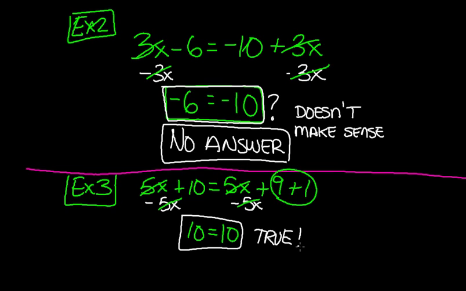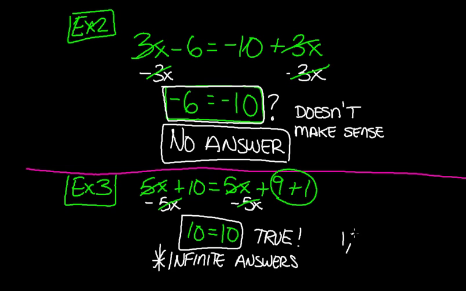So what does that mean? Well, it means you could pick whatever you want for x. It doesn't matter. You're always going to end up with 10 equals 10. So this one, instead of having no answer, actually has any answer. X could be anything ever. So this one, there are an infinite number of answers. The answer is not infinity, it's just that it can be any number.